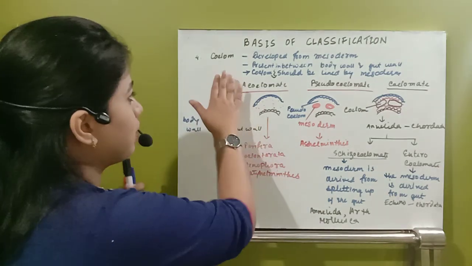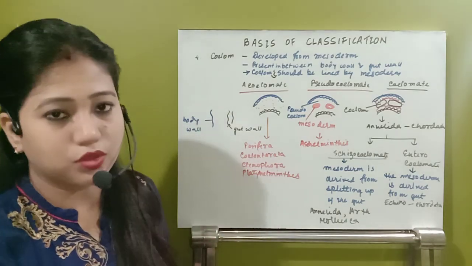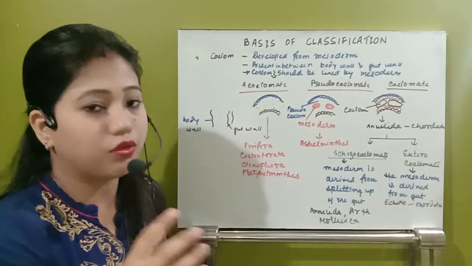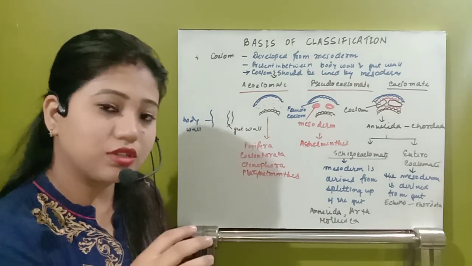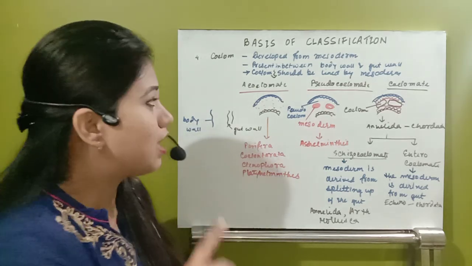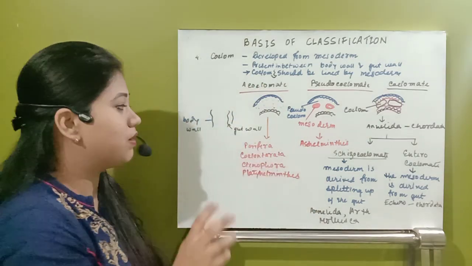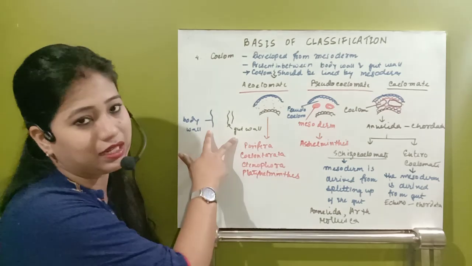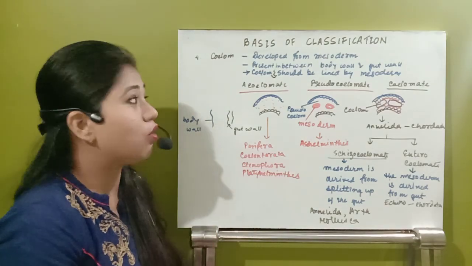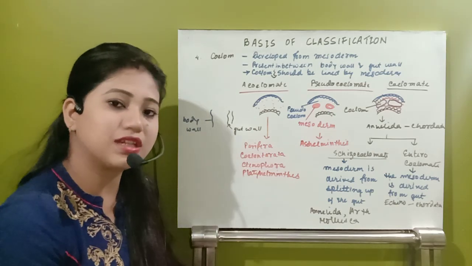If it is a coelom, that coelom should be lined by the mesoderm. The mesoderm will only form the coelom, so that coelom will always be lined by the mesoderm. Then next, this lined body cavity should be present in between the body wall and the gut wall. Only then can we call it a coelom. Now on the basis of the coelom, we are going to have three types of animals.